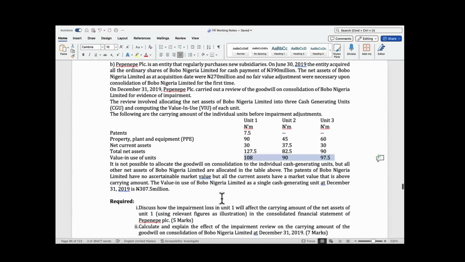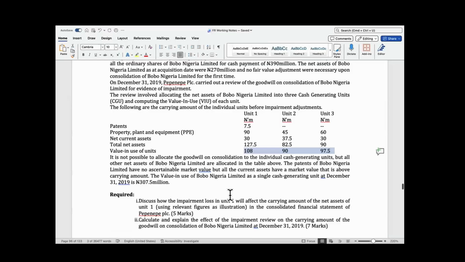Okay, so we're now asked to discuss how impairment loss in CGU1 will affect the carrying amount of the net asset of Unit 1 in the consolidated financial statement. When they say discuss, it's different from just calculate. You're supposed to discuss how, so that means you would use relevant figures and explanation.